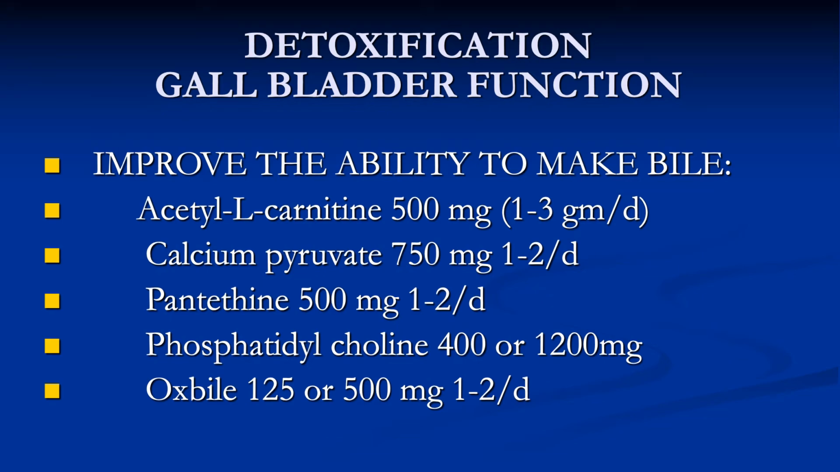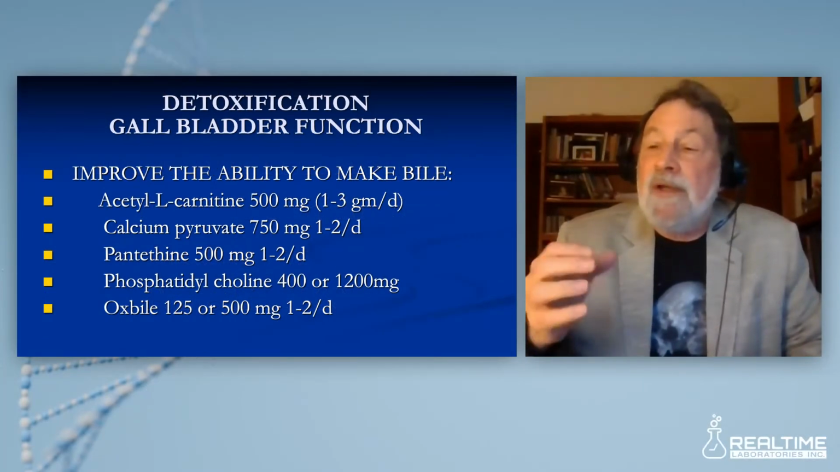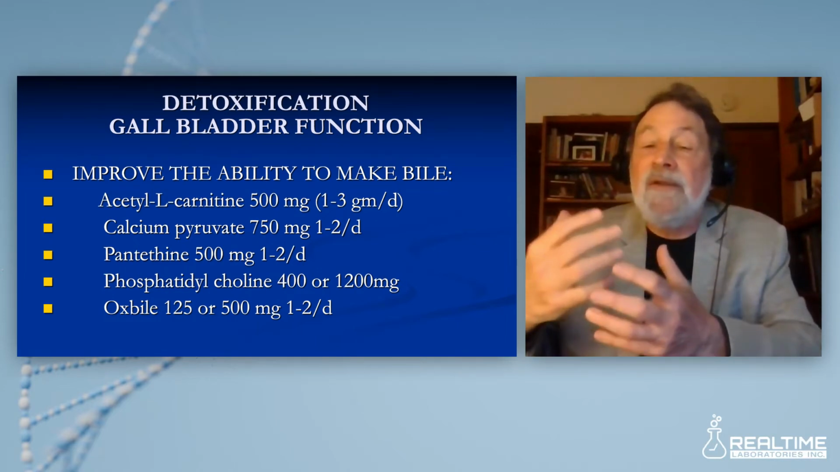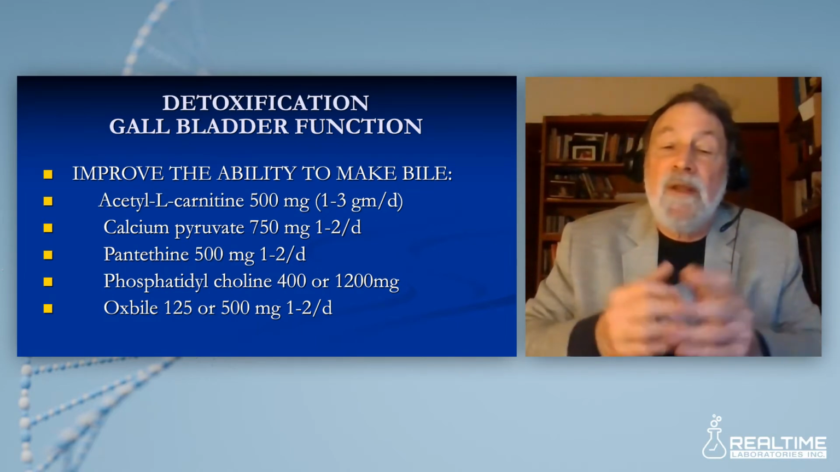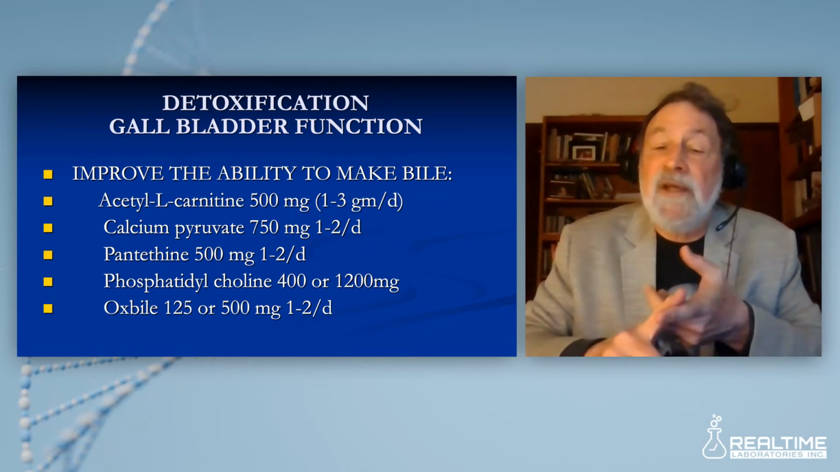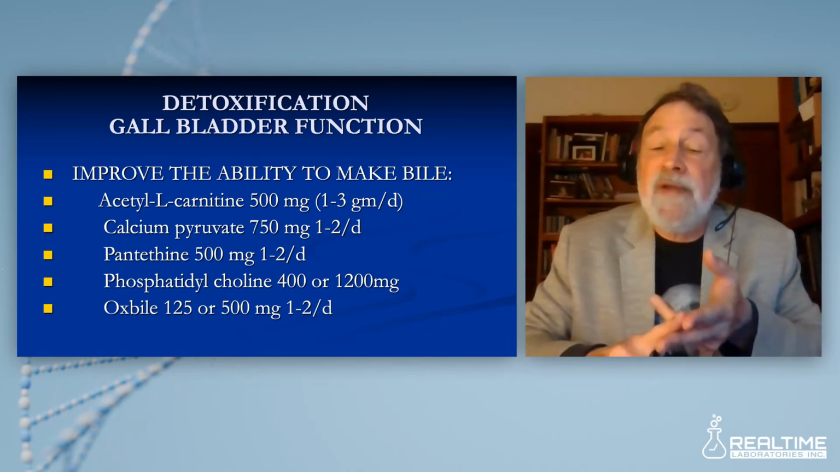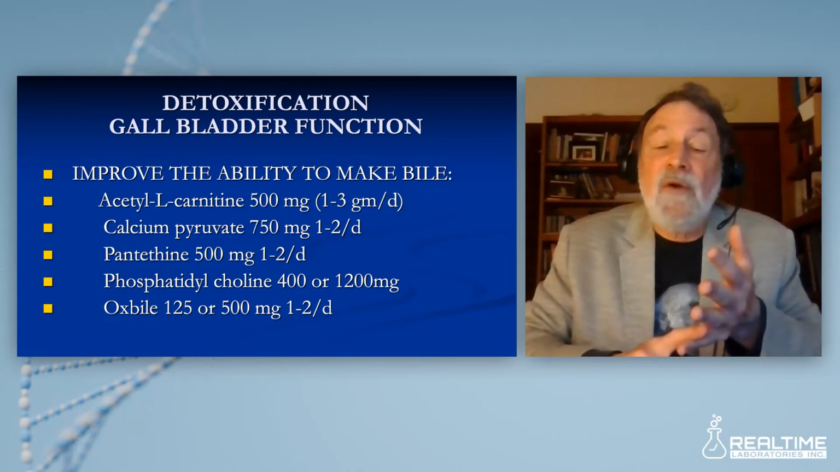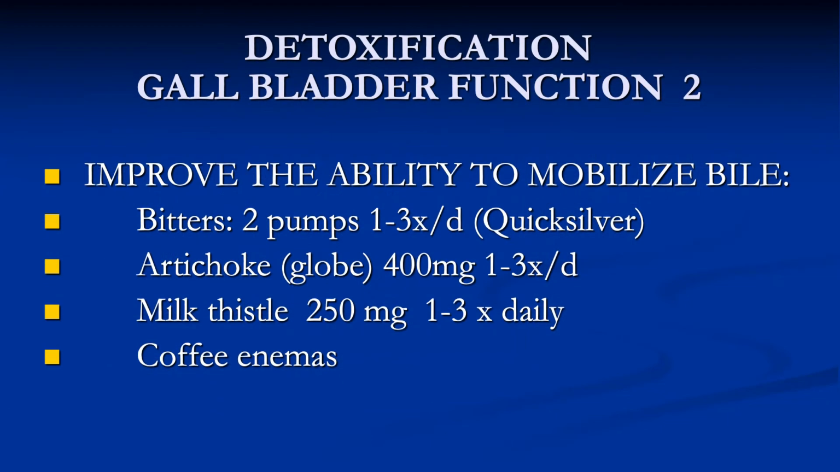So with gallbladder function, gallbladder being critical here because it's what's squeezing bile bound to toxin that the liver is processing here. First, we want to improve the ability to make bile. And for that, we can use acetyl L-carnitine, calcium pyruvate, panathine, phosphatidylcholine, and ox bile. To mobilize bile, we can use bitters. Quicksilver makes a particularly good one. Globe artichoke, milk thistle, and coffee enemas. And in this regard, ozone enemas can also be helpful as well.